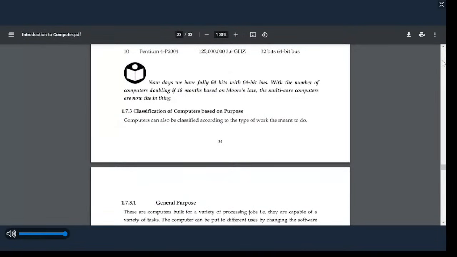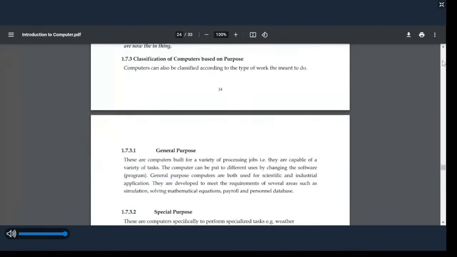So we have the general purpose computers. These are computers built for a variety of processing jobs. They are capable of a variety of tasks. The computer can be put to different uses by changing the software, the program. General purpose computers are used for both scientific and industrial applications. They are developed to meet the requirements of several areas, such as simulation, solving mathematical equations, payroll, and personal database.